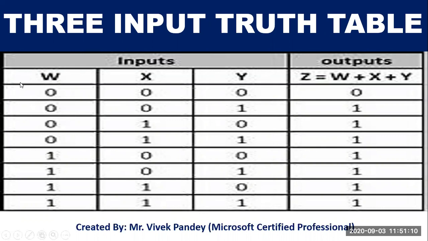In three input truth table, 8 different input combinations are possible. Because you know the formula is 2 to the power n and 2 to the power 3 equal to 8. So 8 different combination will be formed in three input truth table.